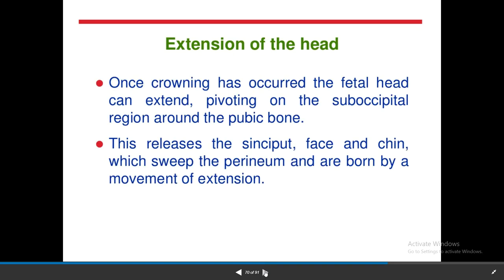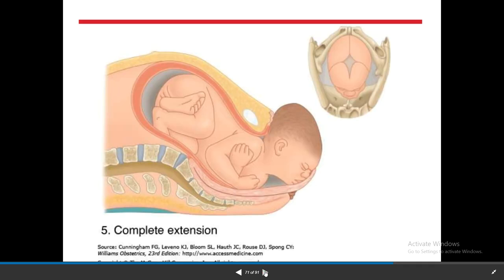Extension of the head. Once crowning has occurred, the fetal head can extend, pivoting on the suboccipital region around the pubic bone. This releases the sinciput. The sinciput is the forehead of the fetus, and the face and chin sweep the perineum and are borne by a movement of extension. Complete extension, you can see.